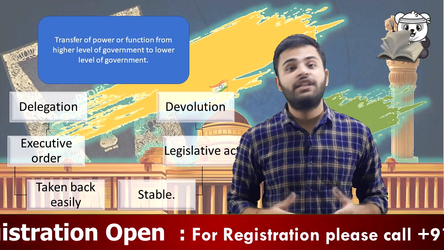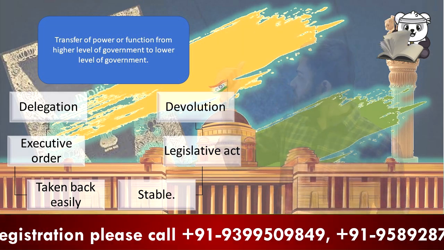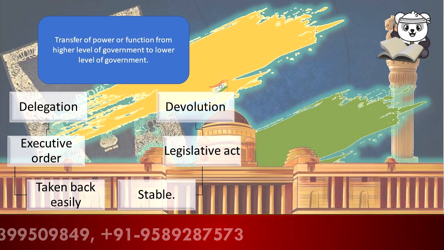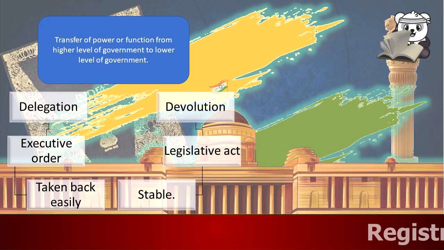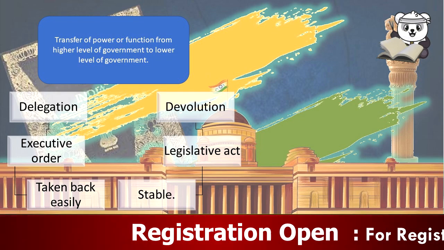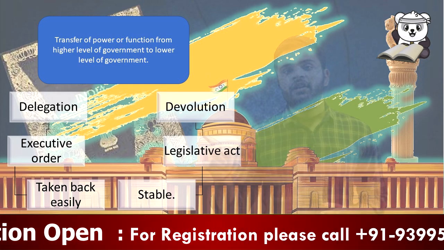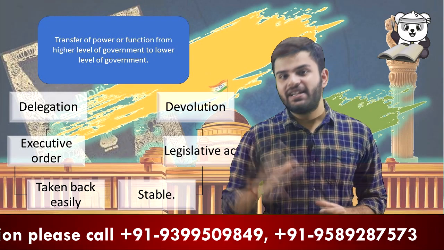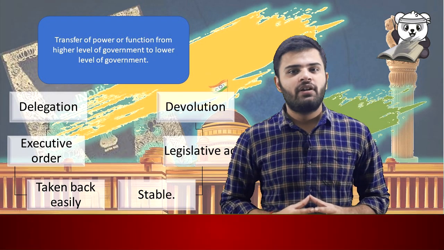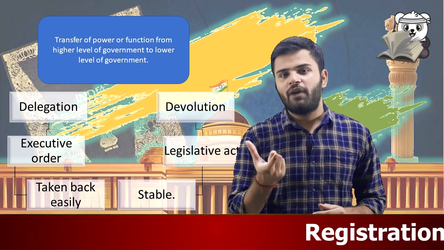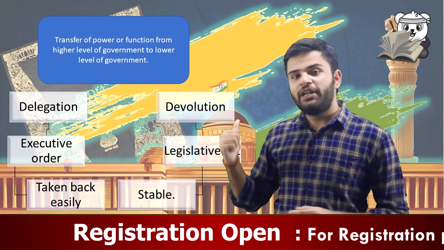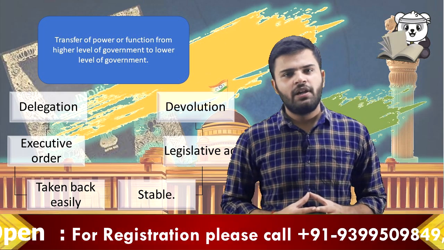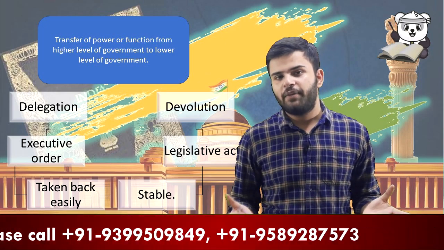But when a power is a devolved power, the transfer of power takes place through a legislative act. What does that mean? A proper law has been passed by both the Houses, and the law has been granted the assent of the President. This type of delegated or devolved power is a stable power. Why? Because it cannot be taken away easily. Example: the 73rd and 74th Constitutional Amendment.